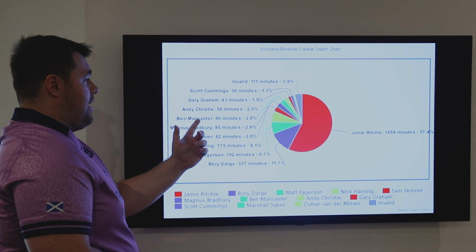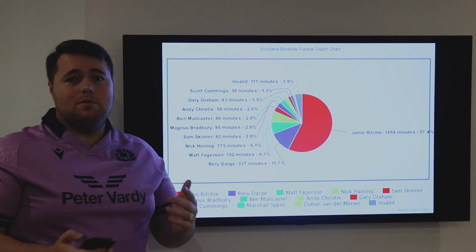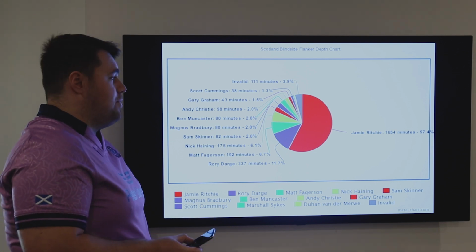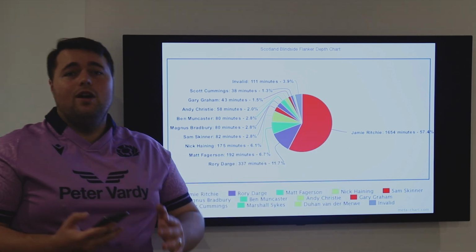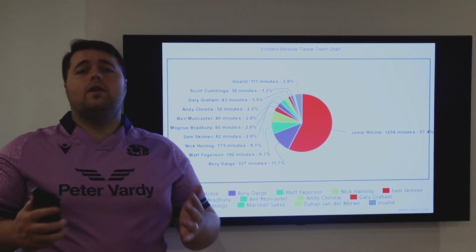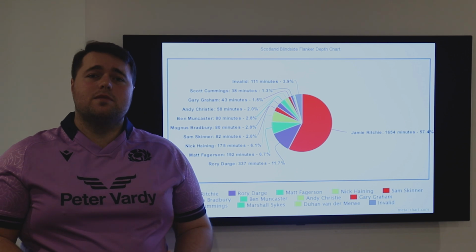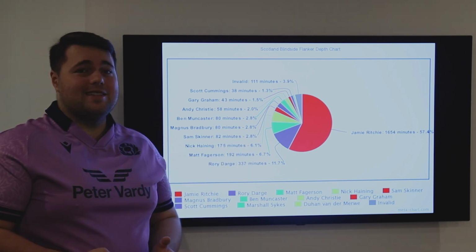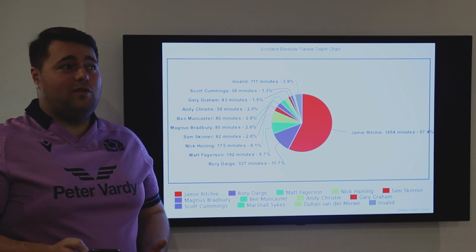None of these players past Muncaster have got up to 80 minutes onto this depth chart, whereas Ritchie, he's all the way up into the near 60% point of this chart with no clear backup. I get that he's the captain, I get that Townsend needs him to play a fair few minutes, but when there's far fewer backup options, this does concern me quite a fair bit.